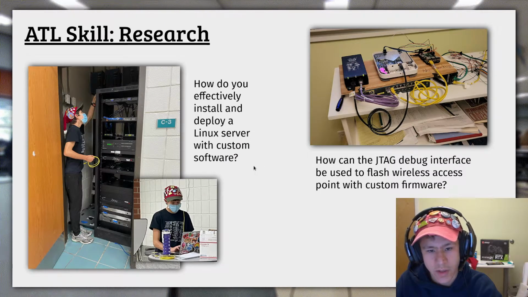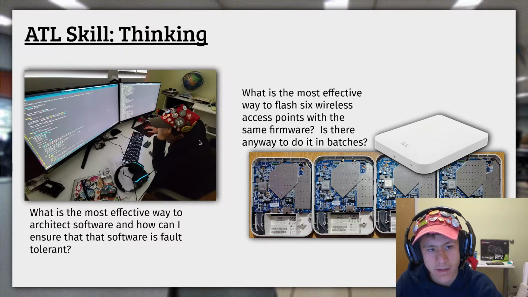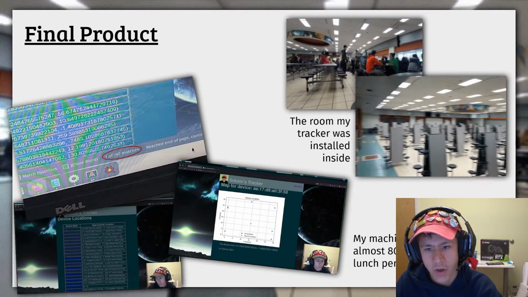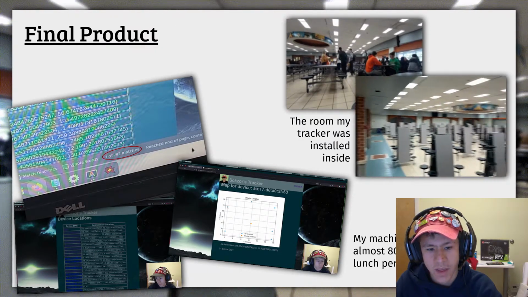Not all questions were like this, however, and that's where the ATL skill of thinking comes in. There were many questions that I couldn't find answers to online or in books, and I needed to come up with solutions myself. Some of these questions I had to answer by myself were things like, what's the most effective way to architect software so that I can ensure that the software is fault tolerant? And what's the most effective way to flash 6 wireless access points with the same firmware? Is there any way to do it in batches to speed up the process? Once I had solved all these problems and built my machine, I had this.